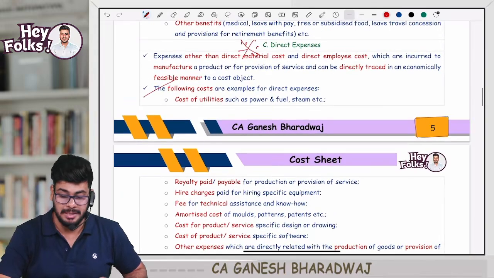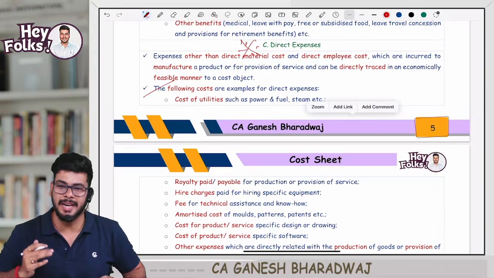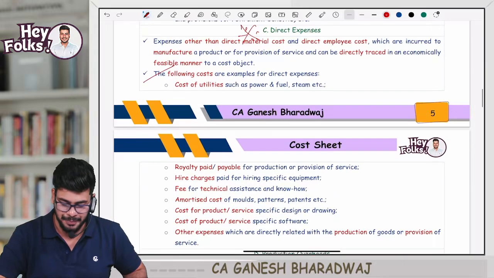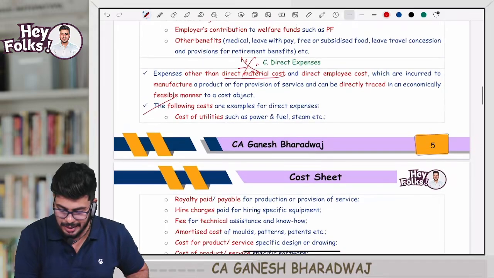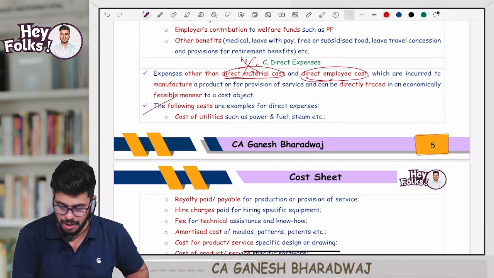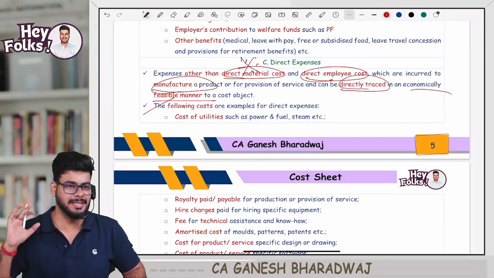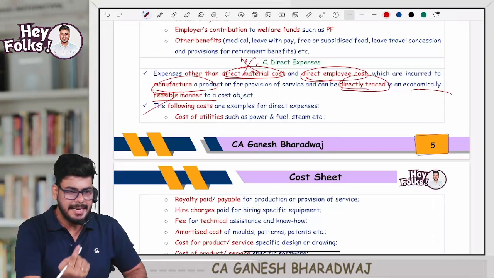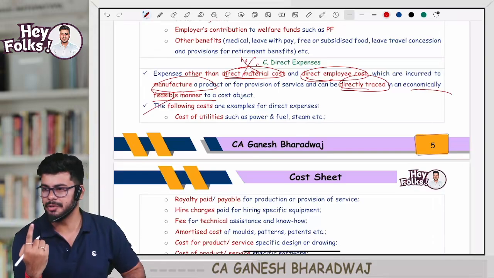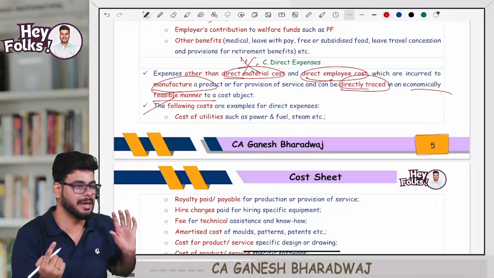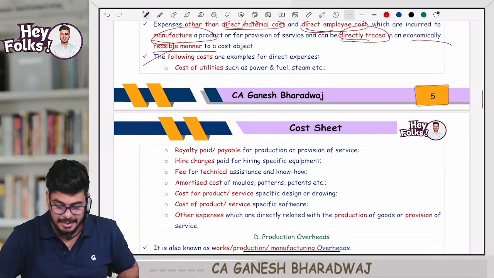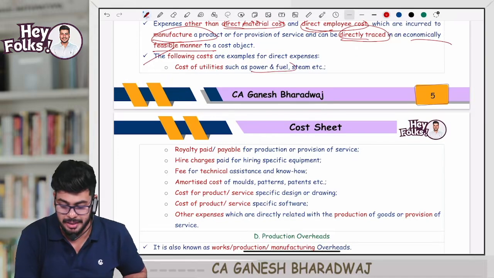Now, once again, I will tell you the logic for certain items which you might otherwise not know. Expenses other than direct material and employee cost, which are incurred to manufacture a product or for a provision of service and can be directly traced in an economically feasible manner, are called direct expenses. Or in other words, it is a cost that is readily available on a per unit level, but it is not a material and labor. Guys, clear with this? Examples for that: cost of utilities like power and fuel.